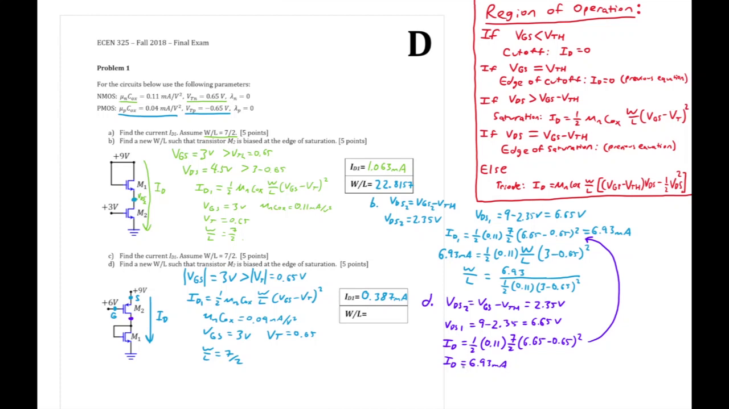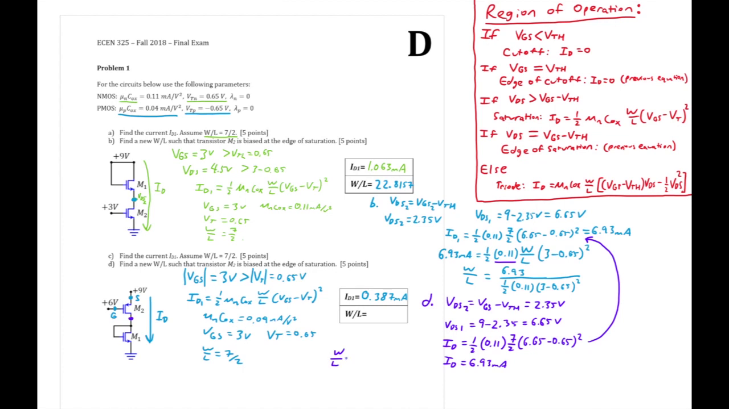Okay, and then for the final step, just like how we did in part B, we have to plug in our current and solve for the new value of W over L so that M2 is biased at the edge of saturation. The only thing that changes in our part D for this problem is our mu n COX value, which changes because we are using a PMOS transistor for M2. So it changes from 0.11 to 0.04. Let me go ahead and write that.